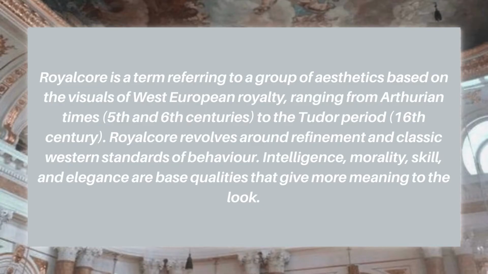I'm going to be giving you a definition that I found from the Aesthetics Wiki, which was a really helpful source when researching for this video. "Royalcore is a term referring to a group of aesthetics based on the visuals of West European royalty, ranging from Arthurian times to the Tudor period. Royalcore revolves around refinement and classic Western standards of behavior. Intelligence, morality, skill, and elegance are the base qualities that give more meaning to the look." End quote. Royalcore as of now mainly focuses on visual characteristics and contexts of historical European monarchies.